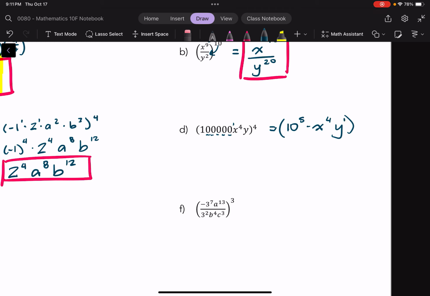I'm going to add that secret exponent of 1 on the y, just so I can clearly see it. And then I'm going to go ahead and distribute that outer exponent of 4, multiplying it in with all of the current exponents. Gives me 10 to the power of 20, x to the power of 16, and y to the power of 4.